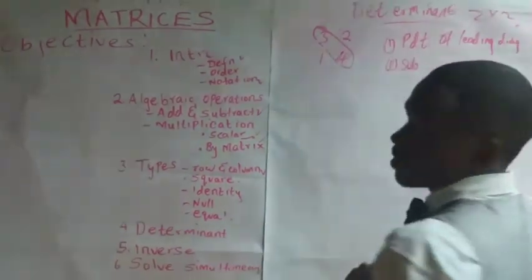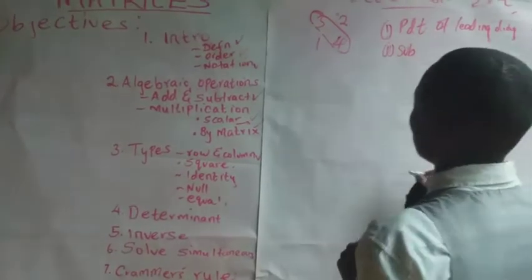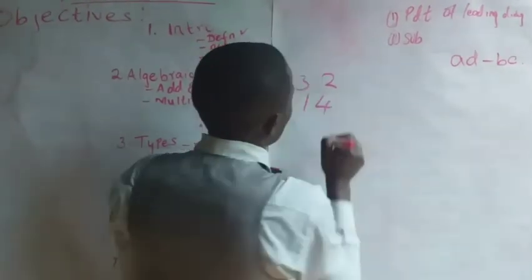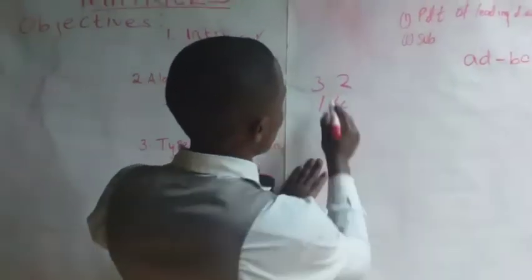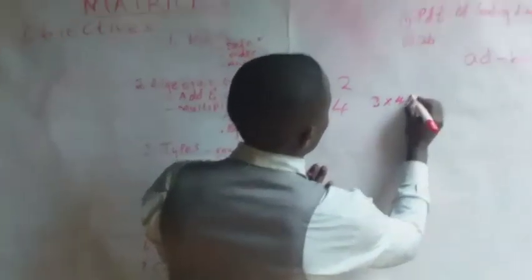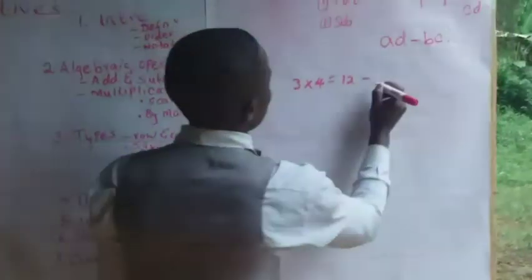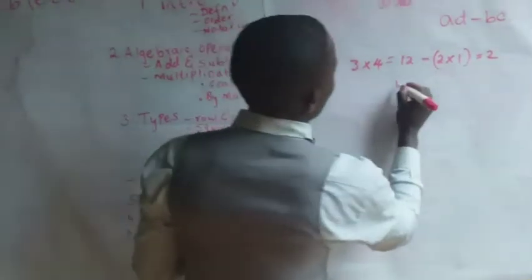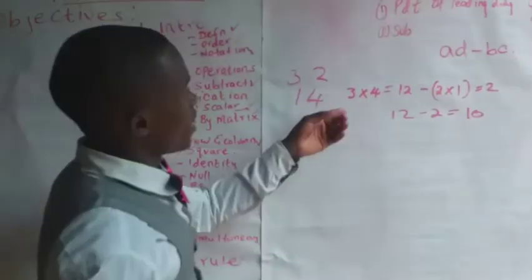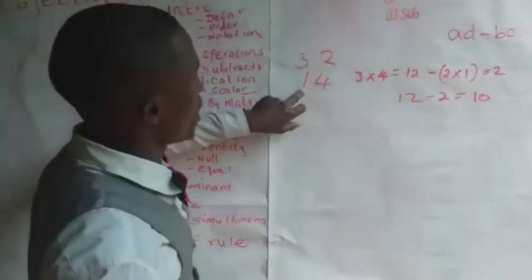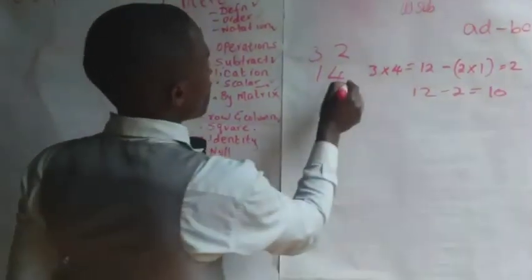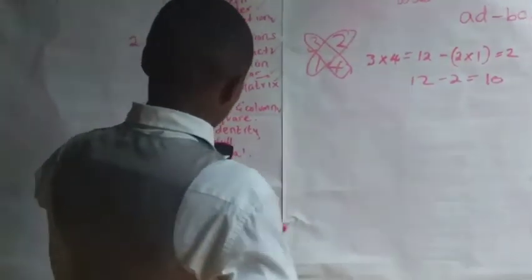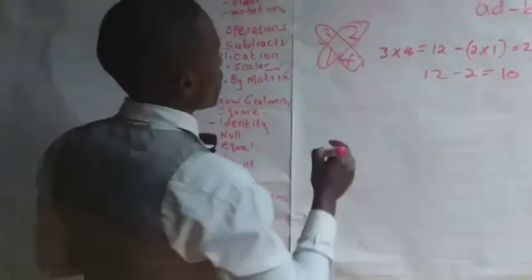So this is simply how you get the determinant of this matrix, for example, let me go back to what I had given you here: 3, 2, 1, 4. You multiply the elements in the leading diagonal, that is 3 by 4, which is 12, minus 2 multiplied by 1, which is 2, and you end up getting 12 minus 2 is 10. So the determinant of this matrix is 10, because we multiplied the elements in the leading diagonal and subtracted the elements in the secondary diagonal. So let's move forward to the inverse of a 2 by 2 matrix.